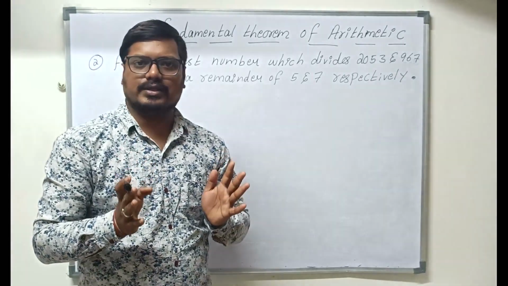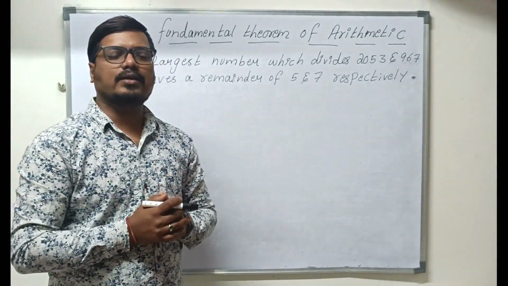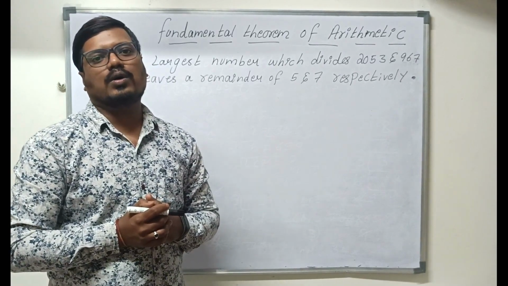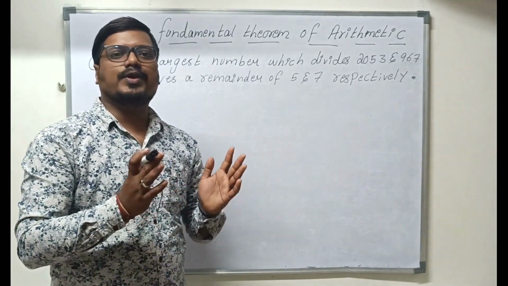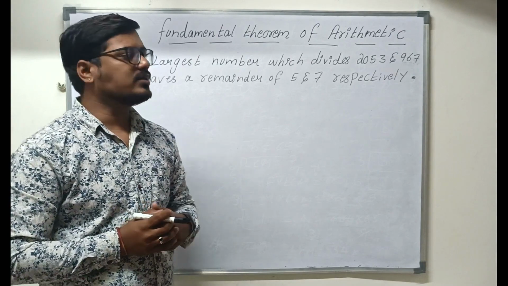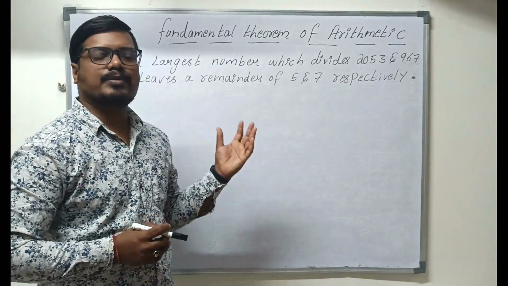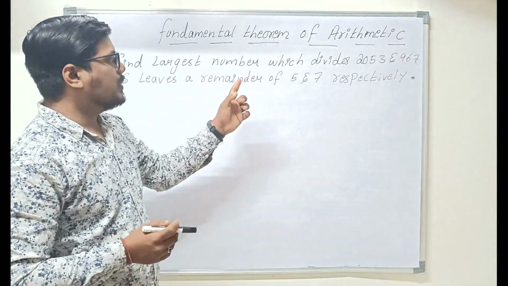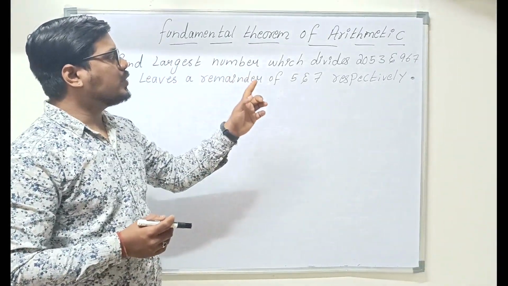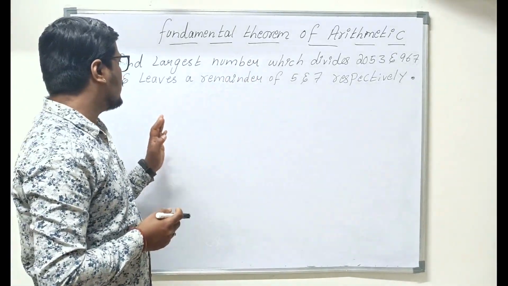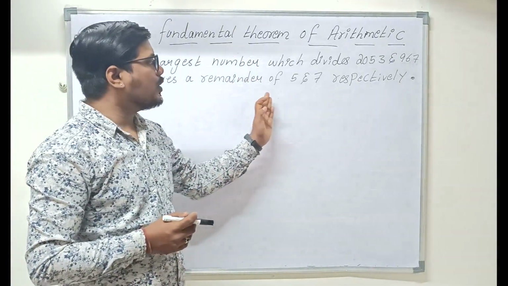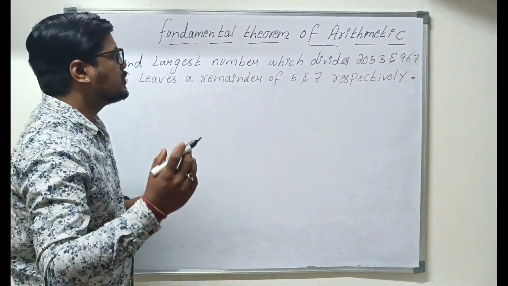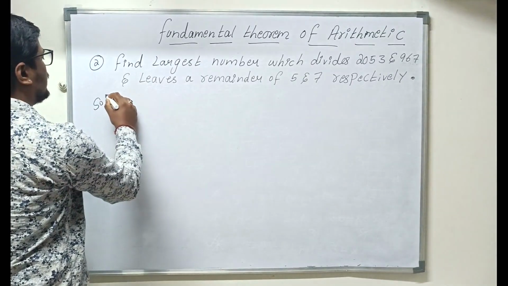First we learned the basics, 72 and 18. Next we learned the standardized question for the board exam, how to solve with the help of the formula HCF into LCM equals product of two numbers. And the word problems from the fundamental theorem of arithmetic: find the largest number which divides 2053 and 967 and leaves a remainder of 5 and 7 respectively. So this is a very important question. Please concentrate to understand this question.